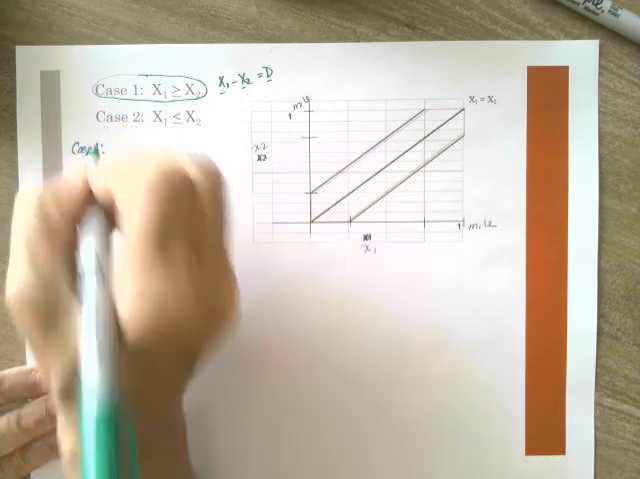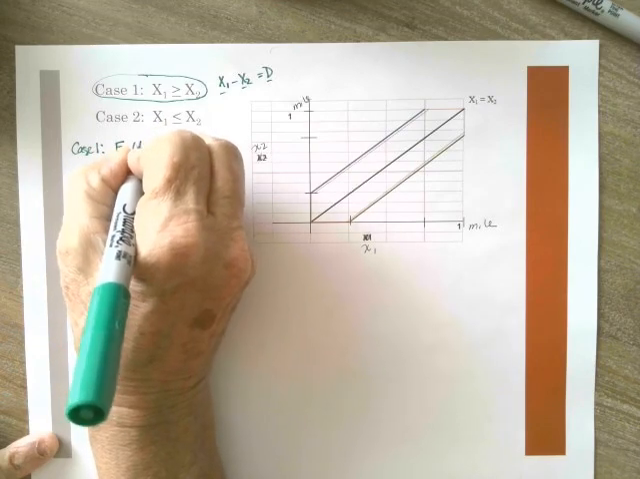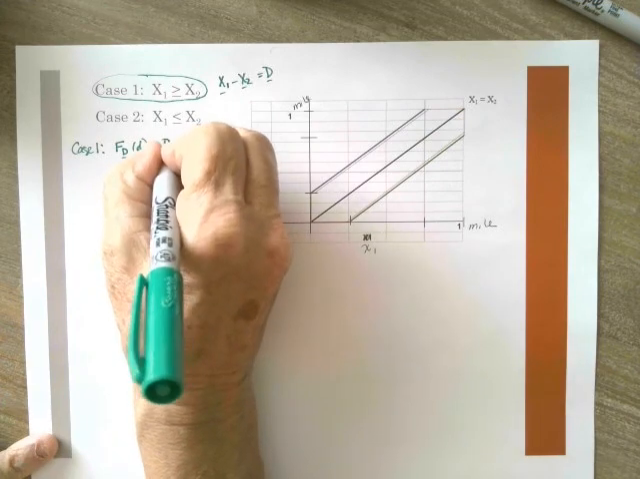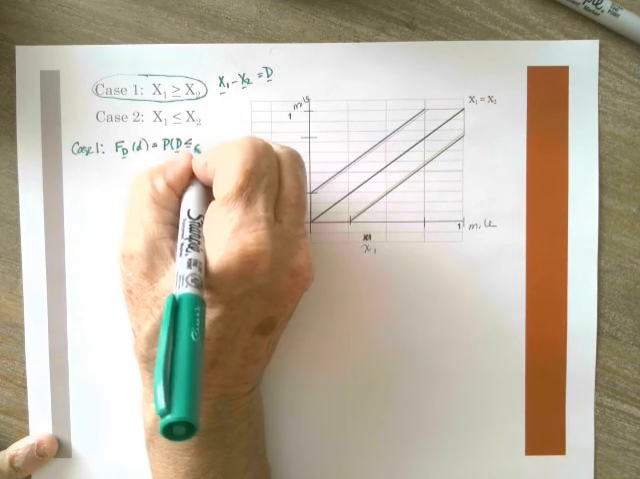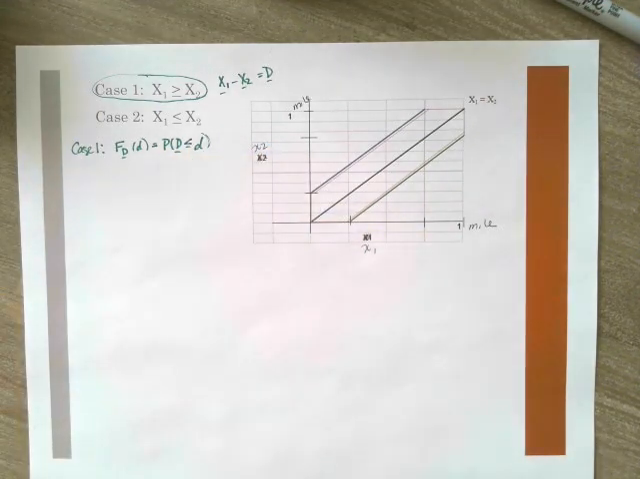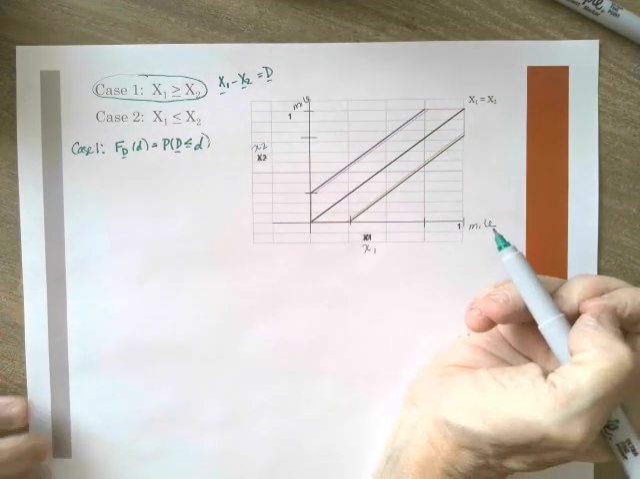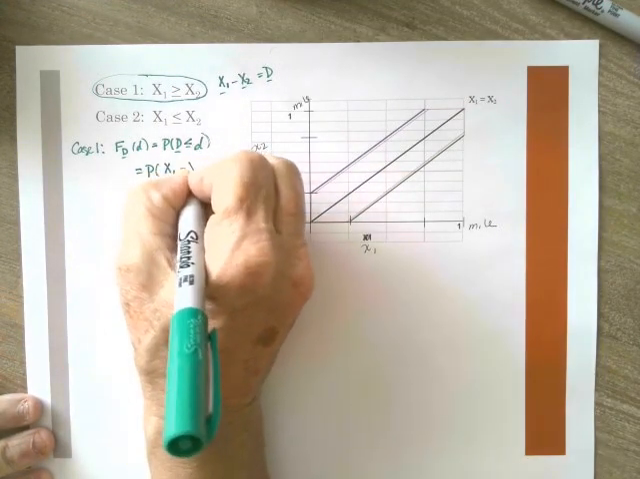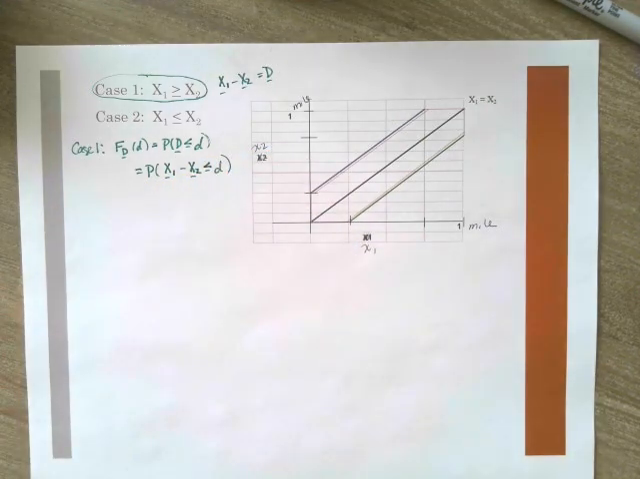Here's case 1. The first thing I want to figure out is what is my CDF for my random variable d. And that's going to be, as we know, the definition of it is the probability that d is less than or equal to a particular value of d. Now, since it's case 1, we're looking for the probability that x1 minus x2 is less than or equal to a particular value of d.